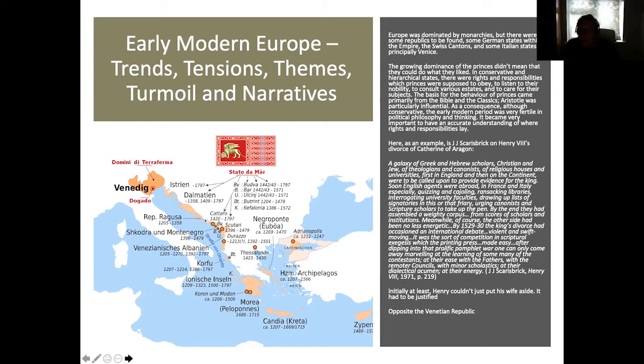Meanwhile, of course, the other side had been no less energetic. By 1529-30, the king's divorce had occasioned an international debate, violent and swift-moving. It was the sort of competition in scriptural exegesis which the printing press made easy. After dipping into that prolific pamphlet war, one can only come away marvelling at the learning of so many of the contestants, at their ease with the fathers, with the remoter councils, with minor scholastics, at their dialectical acumen, at their energy.